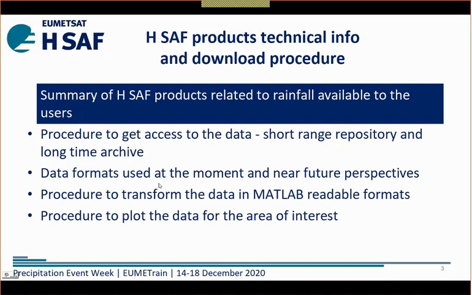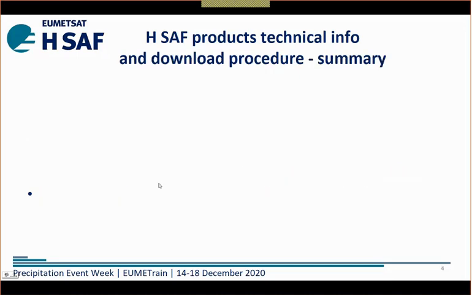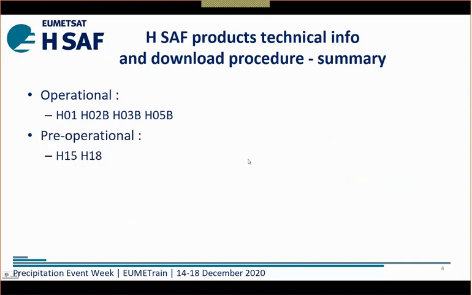Which are the HSAF products related to rainfall? There are, first of all, 4 categories of products. The operational products, in this case H01, 2B, 3B, and 5B, which passed completely the process from the very beginning, from the theoretical idea to the final position. Pre-operational, which are 15 and 18, which in some way had not completed the process, but anyway they are working at the same level of operational ones.